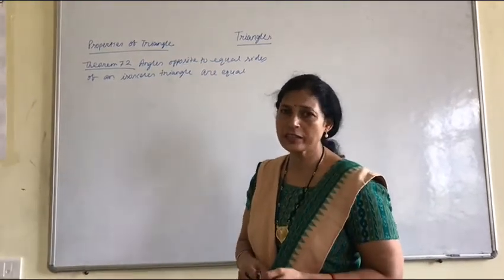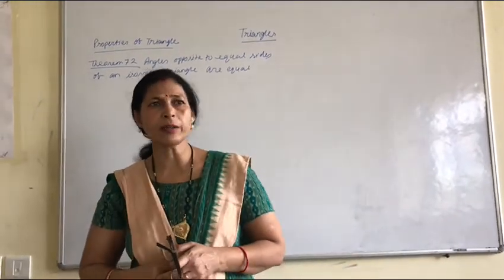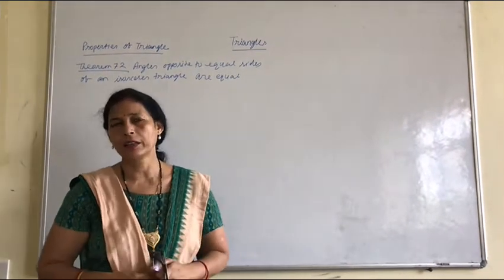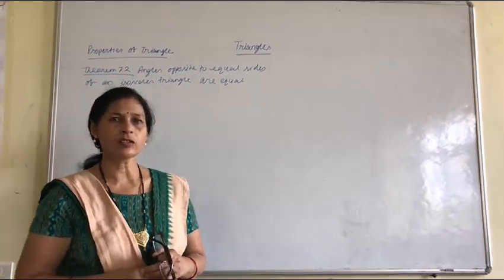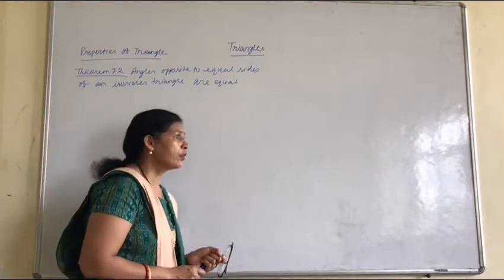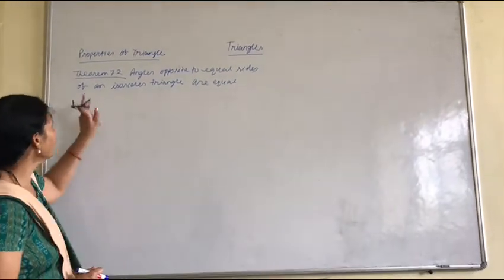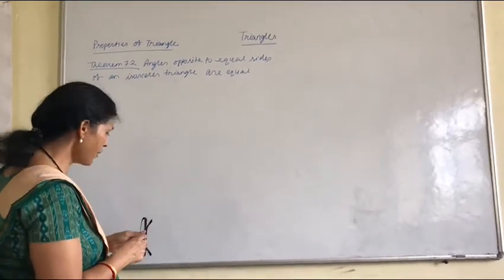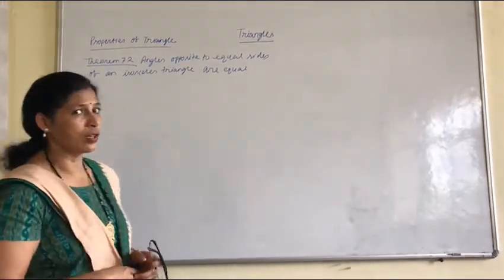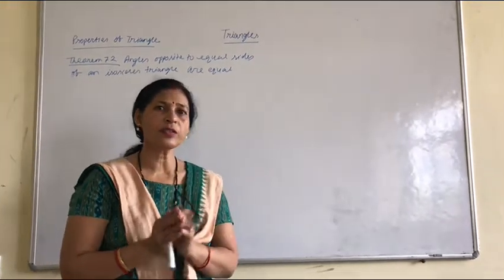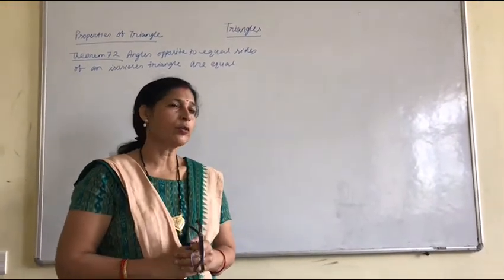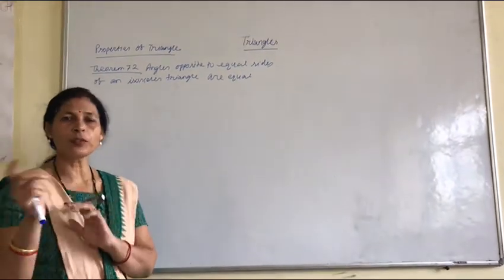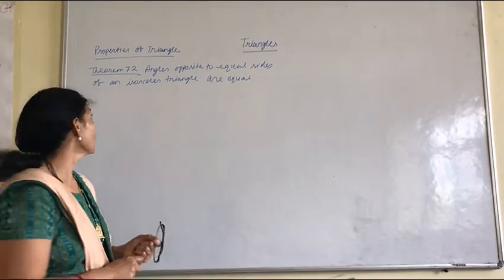Suppose in the isosceles triangles. You know what is the definition of isosceles triangles? If two sides are equal, then this triangle is called an isosceles triangle. Okay, so your theorem 7.2: angles opposite to equal sides of an isosceles triangle are equal. So isosceles triangle means two sides equal. You have to prove that if two sides are equal, then the angles opposite those sides are equal.